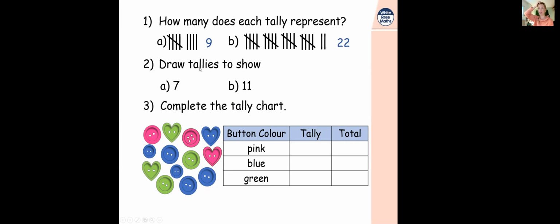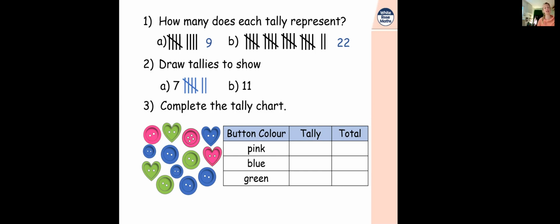Now, if you have a bit of jot paper next to you, you could jot it down, drawing your tallies. Or if you've not got jot paper, you can use your magic air pencil, get it out, wiggle it around, and draw the tallies in the air if you want to. 2A is 7. So can you draw your number 7 as a tally, please? Go. 1, 2, 3, 4, 5. Did you remember the 5? 6, 7.